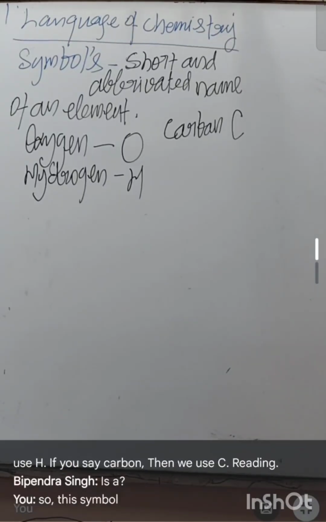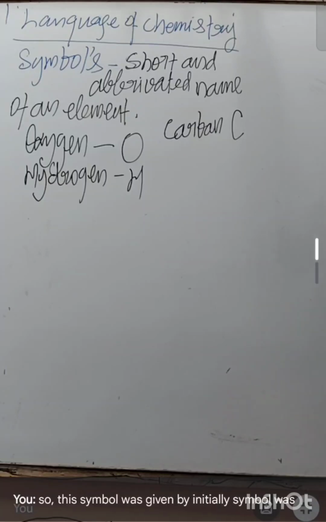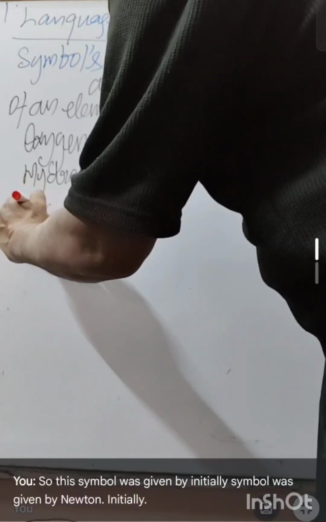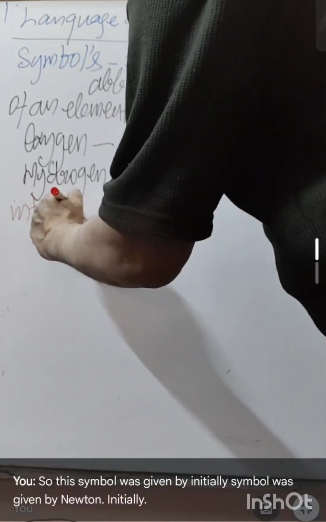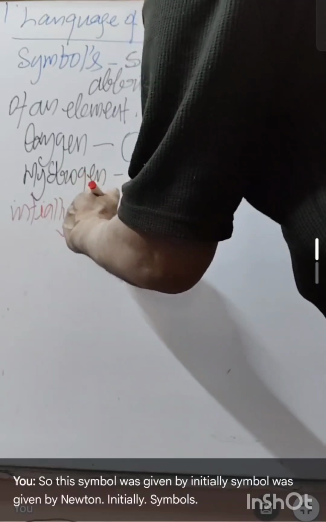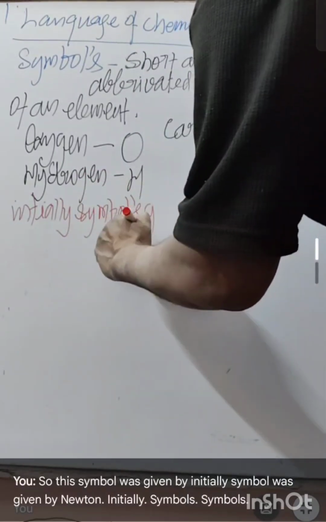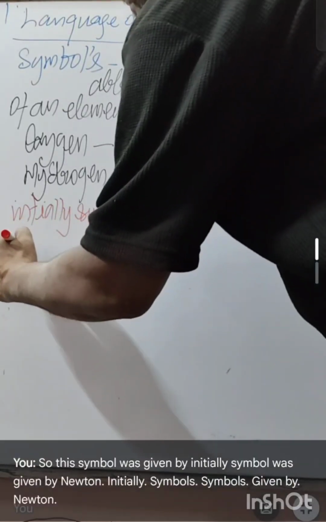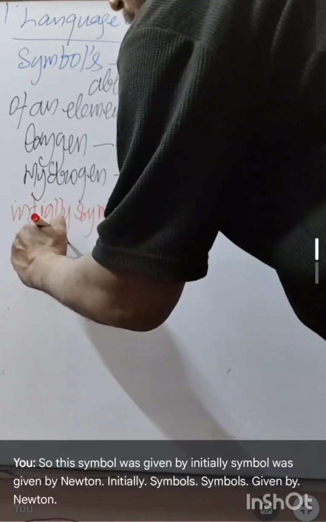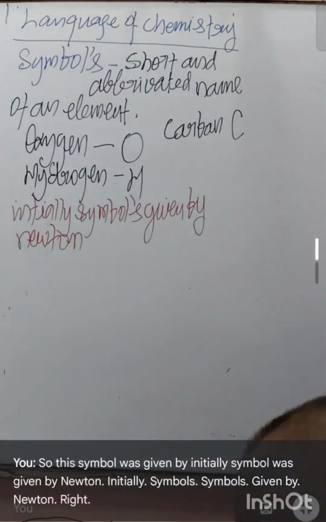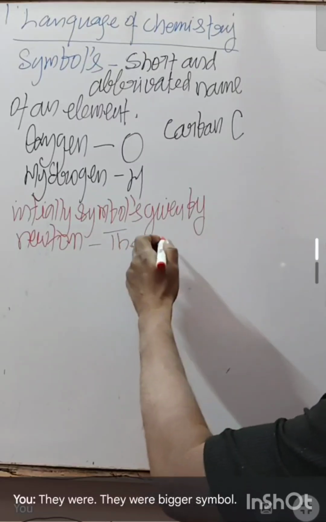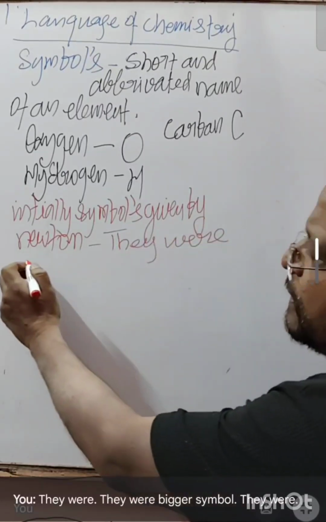So initially symbols were given by Newton, right? They were figured symbols.